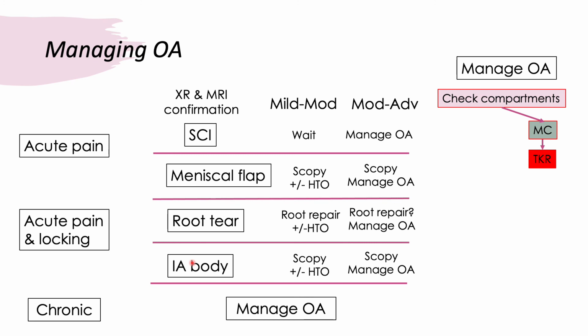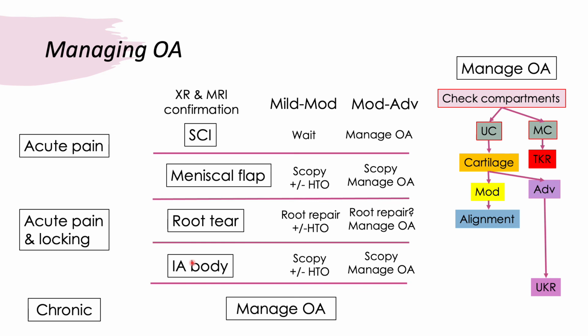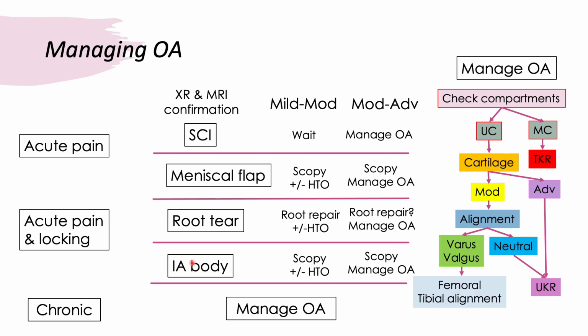First, we want to check the compartments. Is this multi-compartmental disease? If that is the case, we go ahead with a total knee arthroplasty. Is this unicompartmental disease? If that is the case, we want to look at the cartilage in that compartment. If it's advanced cartilage loss, then obviously a unicompartmental arthroplasty, because there's not much effect in preserving the cartilage in that compartment. On the other hand, if it is moderate loss, then we may look at the alignment. If it's neutral alignment, we could still consider a unicompartmental arthroplasty. If it is varus or valgus alignment, then we would consider changing the femoral or tibial alignment to change the mechanical axis and improve the outcome of that knee.